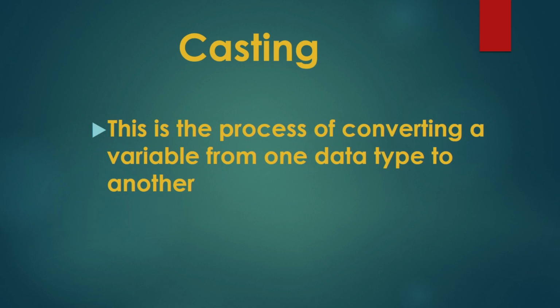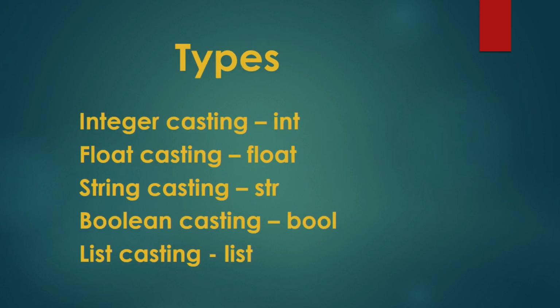So basically, casting is the process of converting a variable from one data type to another. Let's say you want to change this data type to perform an operation that requires a specific data type. That's when you normally do this. Now we have different types. It could be converting to integer, we call that integer casting, or to a decimal, call that float casting, or to a string or text, that would be called string casting. You have your boolean casting and then the list casting.